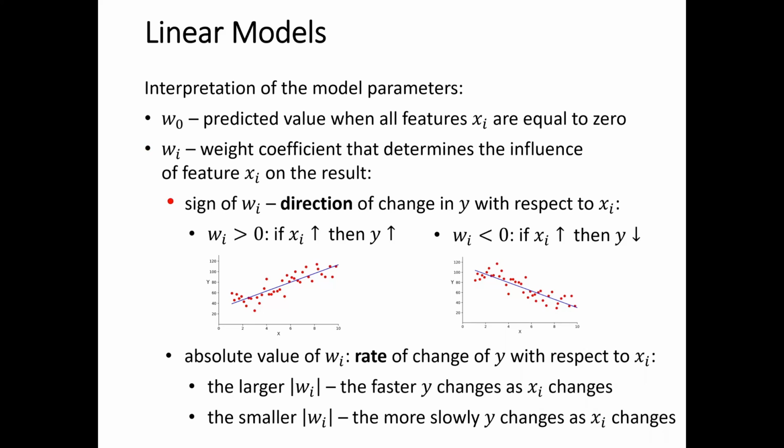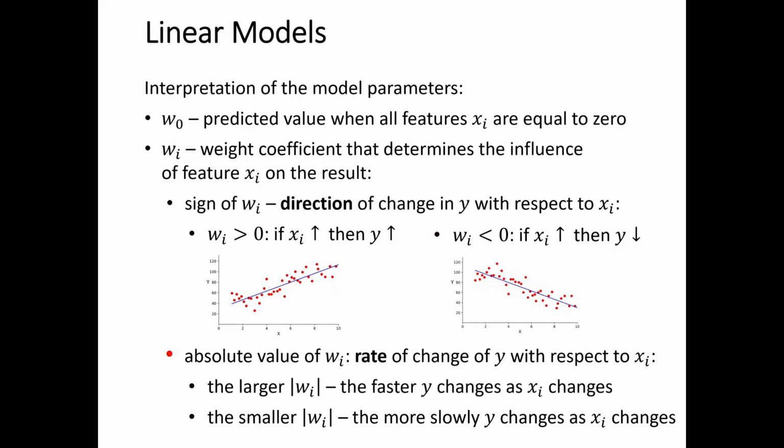First, the sign of the weight determines the direction of change in the target variable when the feature value changes. If the weight is positive, the target variable increases as the feature increases. If the weight is negative, the target variable decreases as the feature increases. In our case, income is positively associated with the loan amount. The higher the income, the more money the bank is willing to offer. But for a feature like the number of existing loans, the relationship would likely be negative.